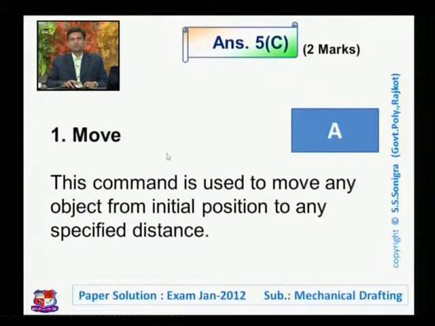So in case of move, the object is moved from one point to another point. So this command is used to move any object from initial position to any specified distance. And hence, in case of move, the original object will move from this place to this place. We can move in any direction.